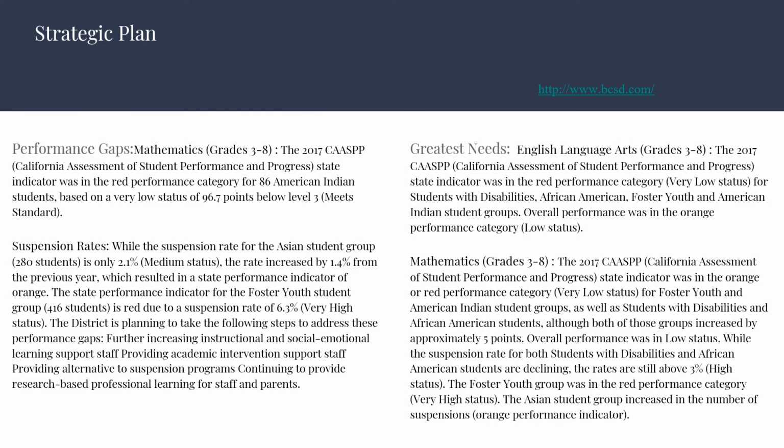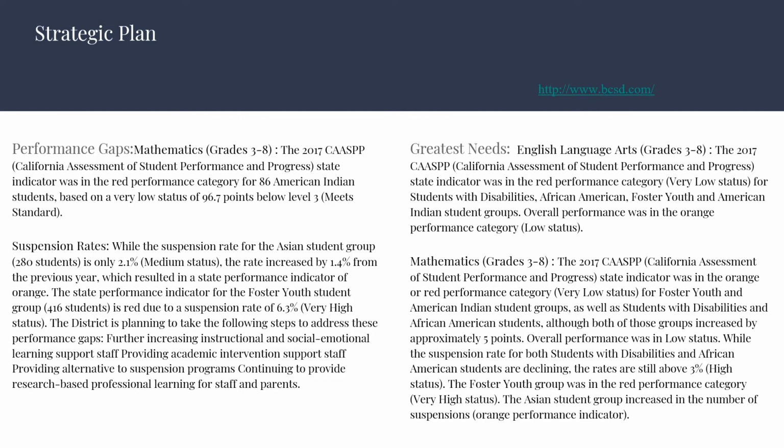Next is the strategic plan. These are the performance gaps and greatest needs. The performance gaps are in mathematics. This is where all schools throughout the district need to be focusing, as well as suspension rates. This says that suspension rates continue to increase with certain students, such as Asian groups and foster youth, but what the district is planning on doing is increasing instructional and social emotional learning support for schools.